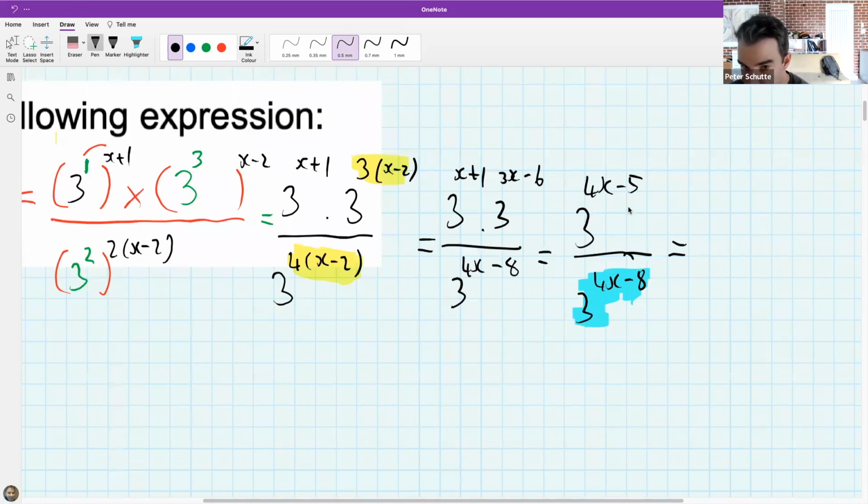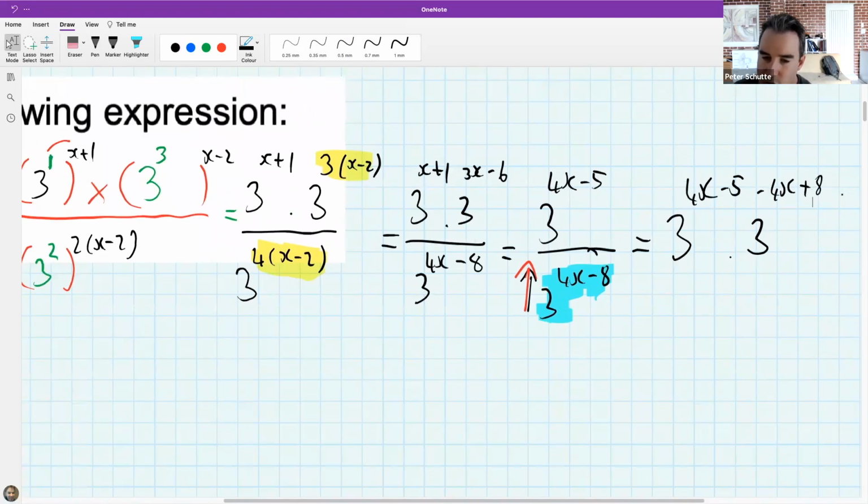There's two ways you can do this. I think the easiest way is probably to bring the stuff from the bottom to the top. Sounds a bit like a rap song, doesn't it? What we're going to do is we write that, and the one that comes to the bottom, its sign changes. And so that becomes minus 4x plus 8. Notice how everything that was positive becomes negative, and the minus 8 became positive.